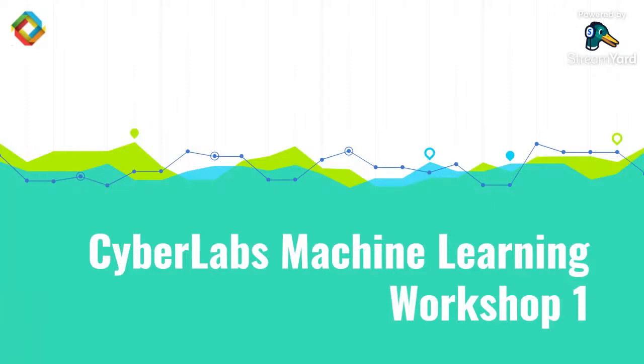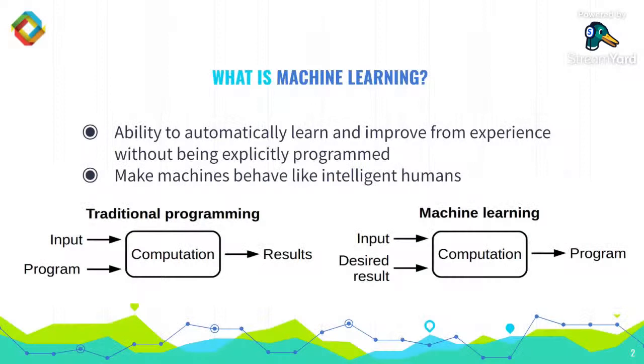Okay, so I guess we should start the session. So, yeah, let's start with what machine learning is. Let me first define machine learning and then I'll explain. Machine learning is the ability to automatically learn and improve from experience without being explicitly programmed. थोड़ा बड़ा definition है, but don't worry.